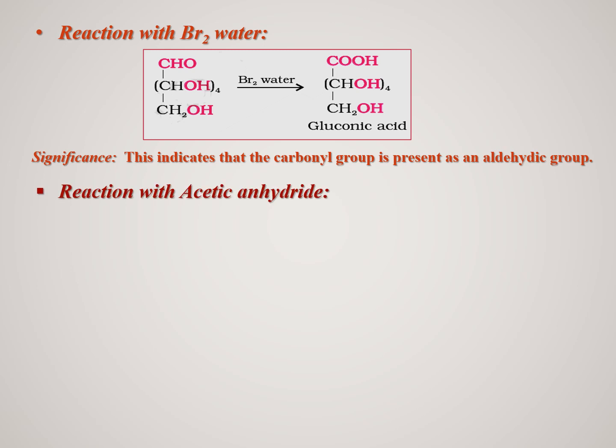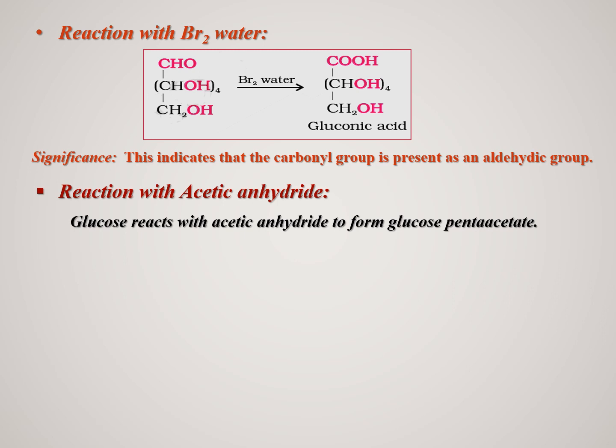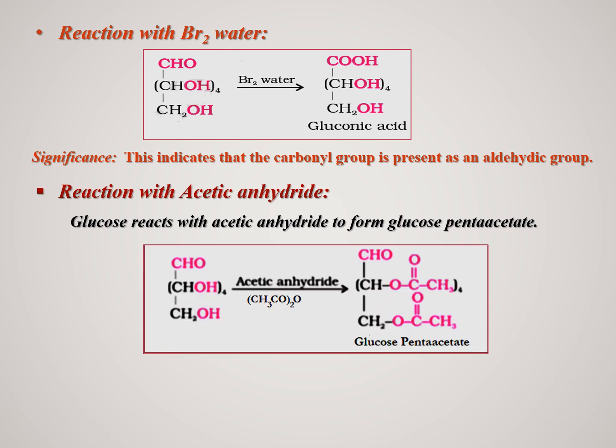So now let us check what the other functional group present in glucose is. The reaction performed is with acetic anhydride. So we take glucose and allow it to react with acetic anhydride. Now acetic anhydride has the formula (CH3CO)2O. This is the formula for acetic anhydride.